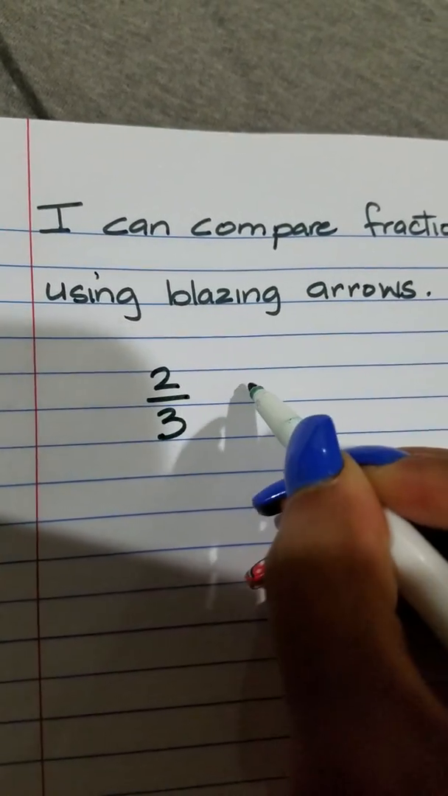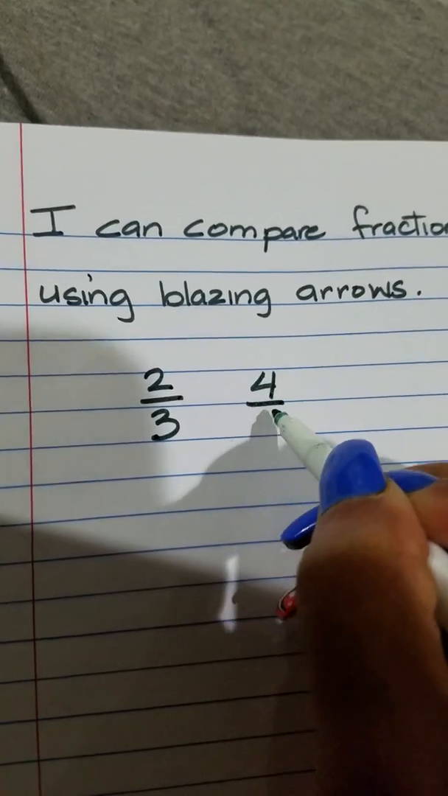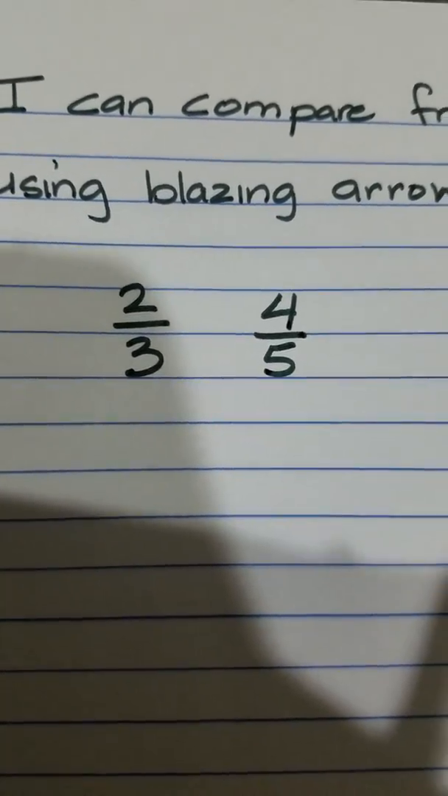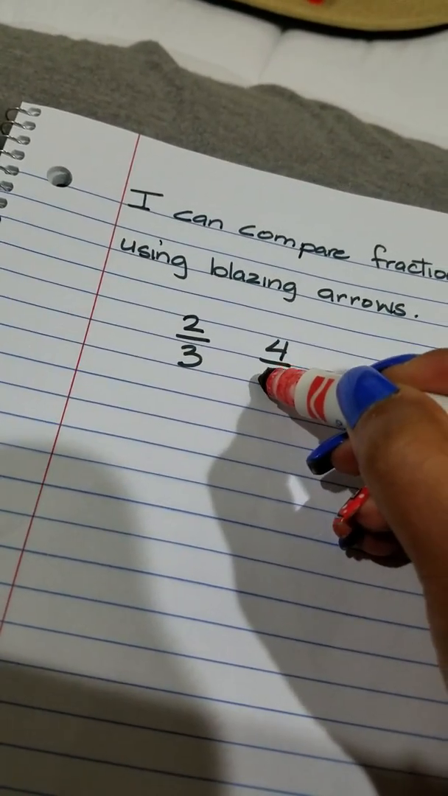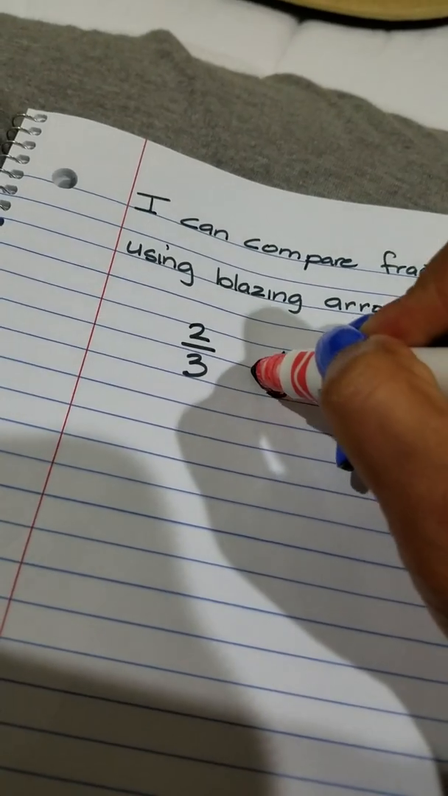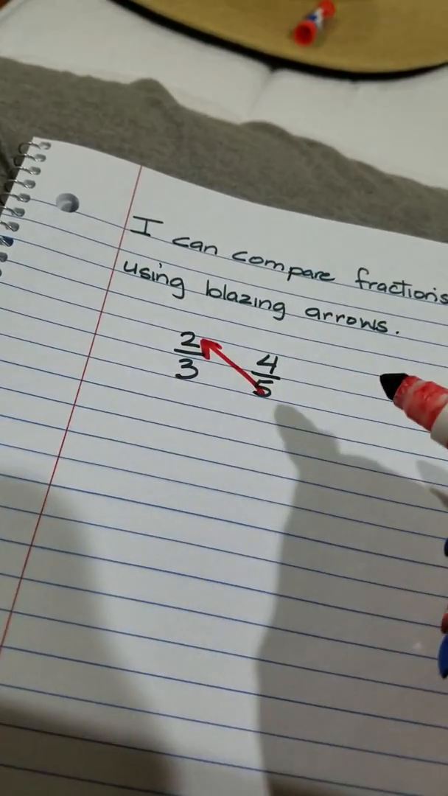So we have 2/3 and 4/5. And many times people will say, well, I'm not so sure how to find out which of these fractions is larger. What we'll do is we'll use what is called a blazing arrow strategy, which is one that we created. And what we do to find the larger value is we multiply the denominator with the opposite numerator.